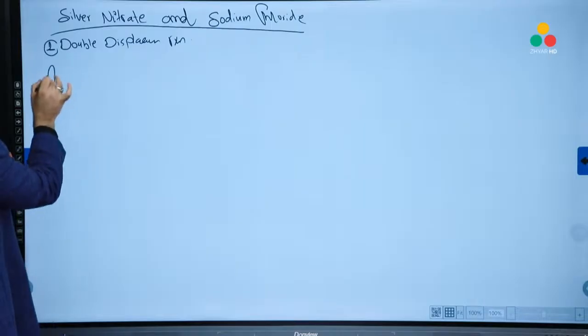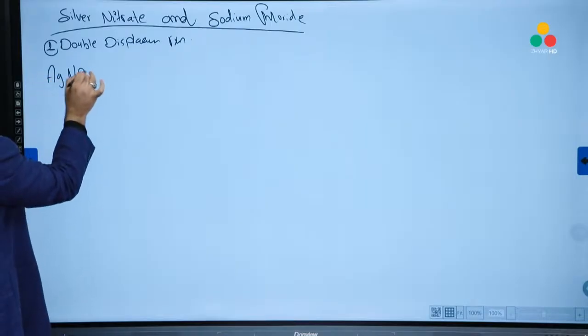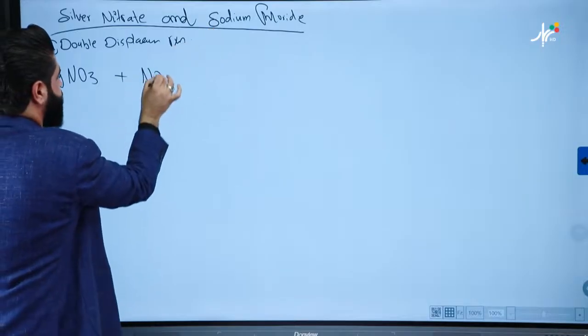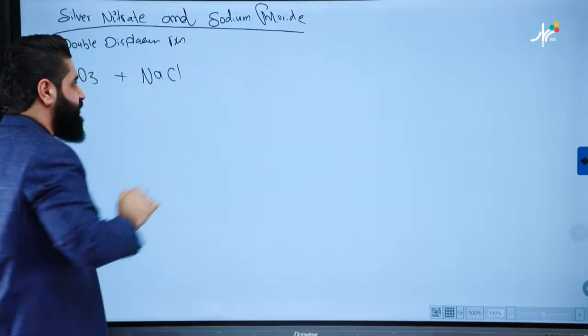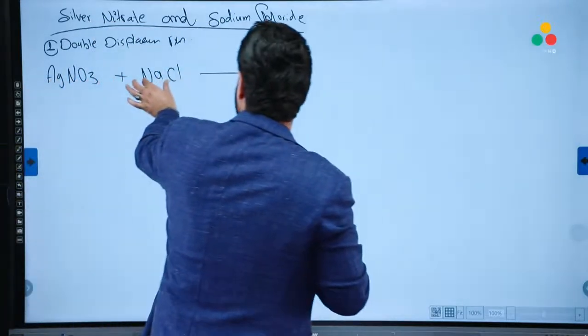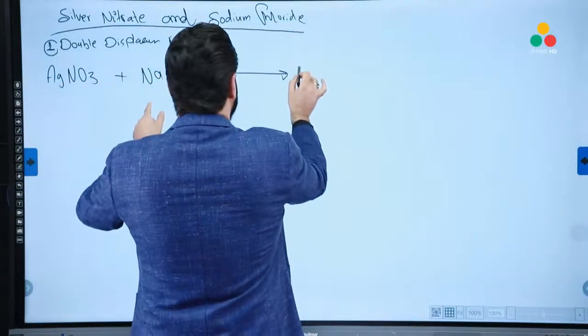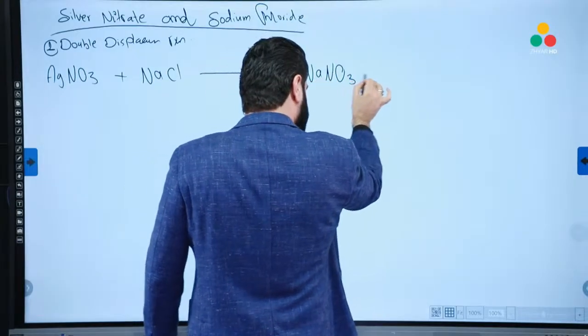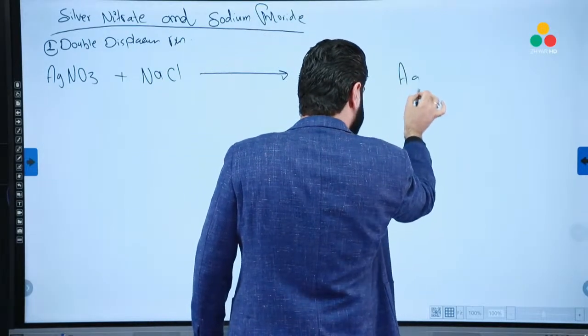Silver nitrate, AgNO3, plus sodium chloride, NaCl. How to write the double displacement reaction for this? You know how to do this. Look, silver nitrate and NaCl become NaNO3 plus AgCl.